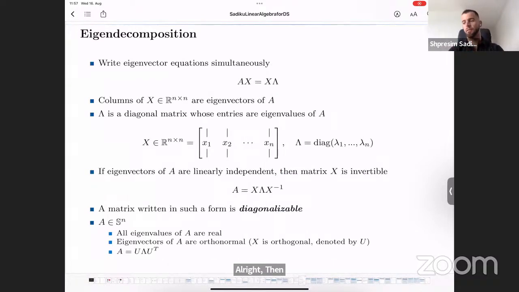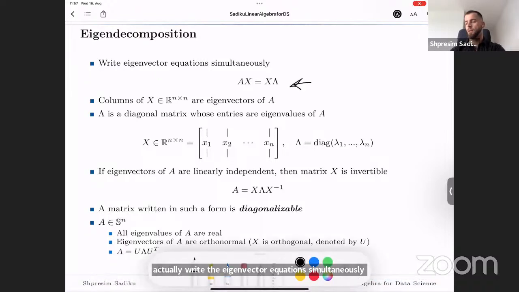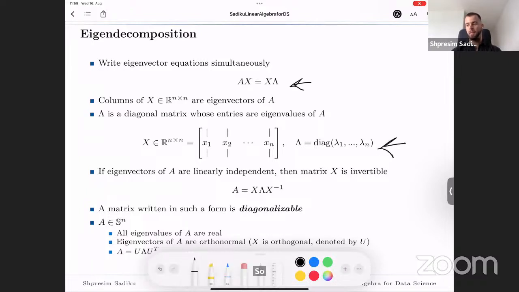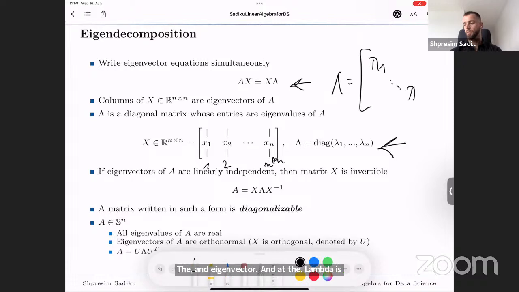Then we have eigendecomposition. We can write the eigenvector equations simultaneously in this way: the multiplication of matrices A and X equals the multiplication of matrix X and lambda, where the columns of matrix X in R^(n times n) are the eigenvectors of A, and lambda is a diagonal matrix whose entries are the eigenvalues of A. So mathematically, the first column, second column, and nth column are just the first eigenvector, second eigenvector, and nth eigenvector, and lambda is simply lambda 1 to lambda n.